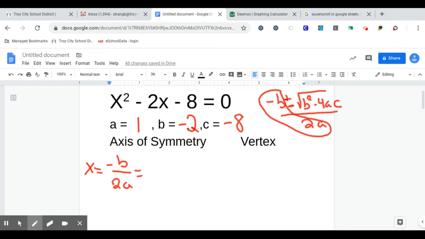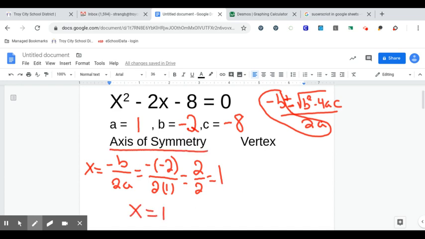So we're going to go x is equal to a negative, and in parentheses, we're going to put our b, -2, divided by 2 times a, which was 1. And so we get a negative times a negative gives us a +2 all over 2, and we end up with x is equal to 1. So that means that for this quadratic graph, the axis of symmetry is going to run through x is equal to 1. All right, so that was for our axis of symmetry.